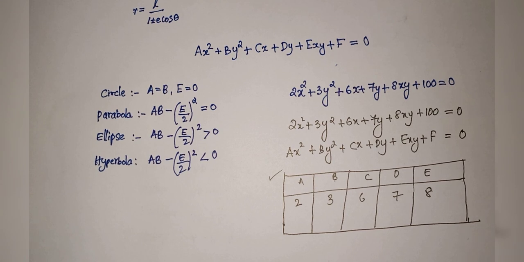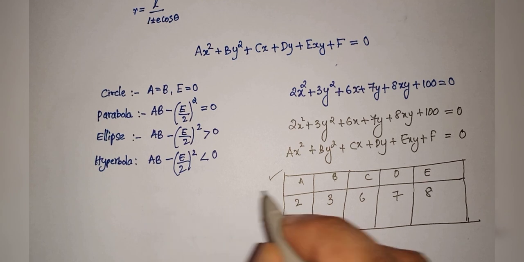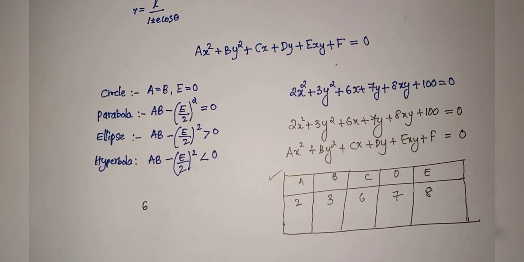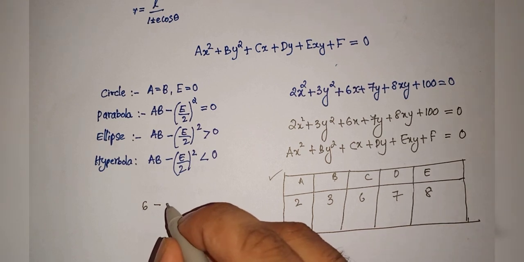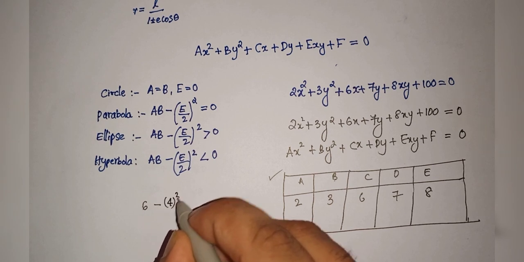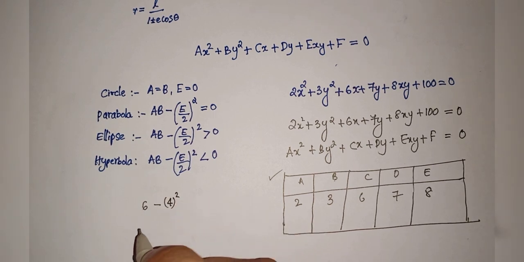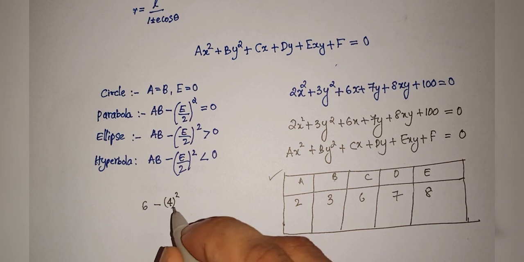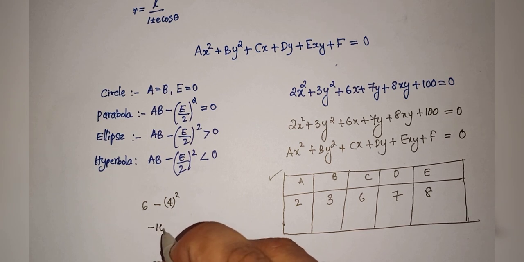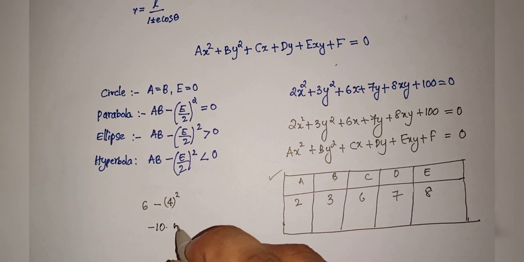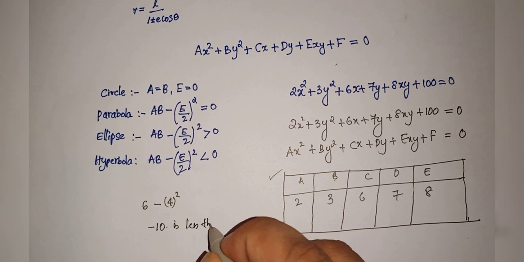condition. In order to go with the next condition, you only have to do A and B. Let's say your A into B is 6 here. Now you deduct. What is E here? E is going to be 8. The half of 8 is 4. You square the term, 4 squared. Now this is going to be 6 minus 16, which is minus 10. That means this is less than 0.